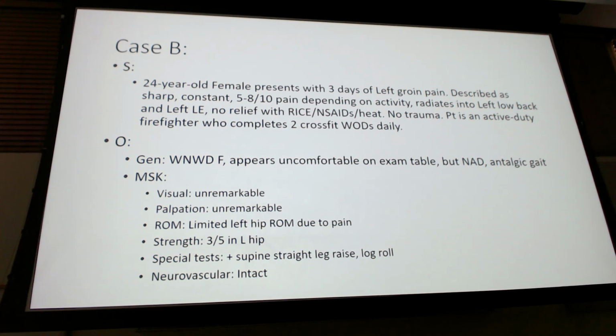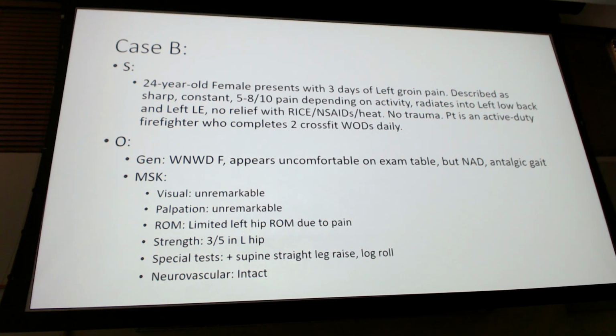She's uncomfortable on the exam table, but no acute stress. She has an antalgic gait. Does anybody know what that means? Big fancy word for she's limping when she's walking around. She's got an antalgic gait, right? It hurts. Doesn't want to move it like she's supposed to.